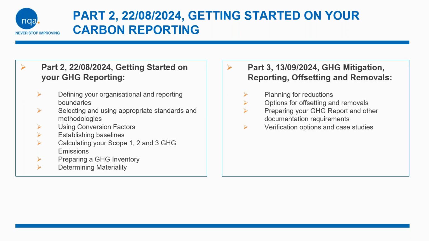And then in part 3 on the 13th of September, we'll look at options for improvement, including reductions, carbon removals, carbon offsets, and then how to pull all that together into a greenhouse gas report to meet the requirements of the specific standard that you're using. And then lastly, we will look at verification options, and I can support that with some case studies as well.